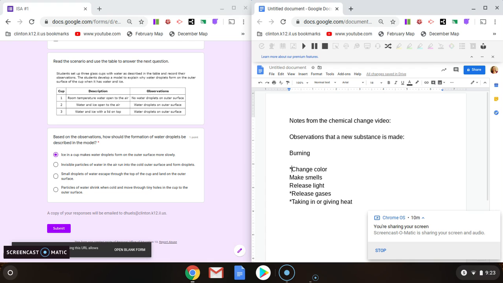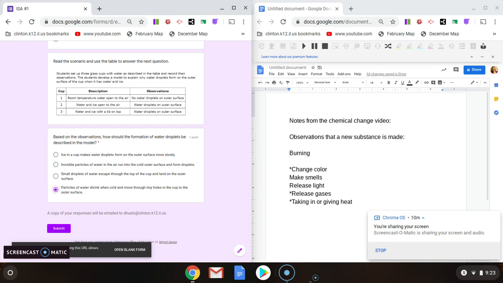Okay. All right. Anyways, so the next one, invisible particles of water in the air run into the cold outer surface and form droplets. Small droplets of water escape through the top of the cup and land on the outer surface. And particles of water shrink when cold and move through tiny holes in the cup in the outer surface. So I'm going to give you one hint here. Liquid cannot go through those solid cups. So this last one here, that's not your answer. That is not going to happen. It's not going to go through the cup.